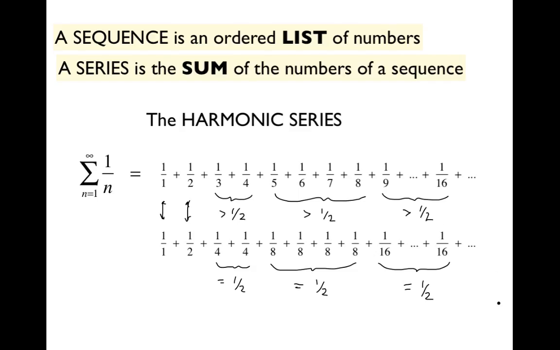I can always take, so now the next time I'm going to take, let's see, this is 8. Now I'm going to take what? I'm going to take the next 16 terms and compare it to 16 1/32 added together. And those will be 1/2. And what about those 16 terms? Greater than 1/2.